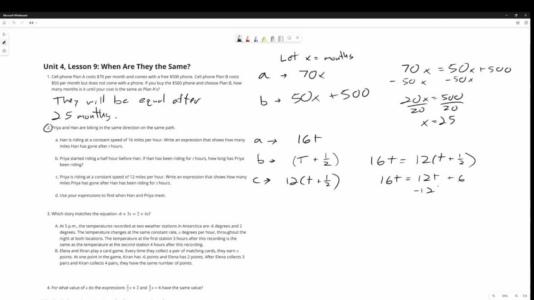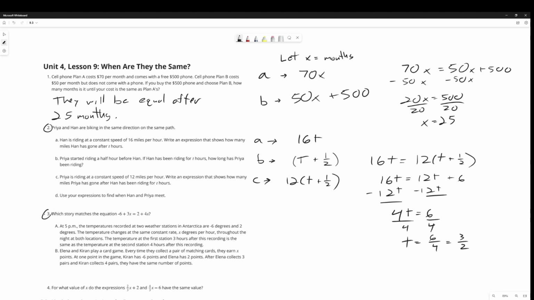Let's subtract 12T. I'm going to get 4T equals 6. Divide by 4. So T equals 6/4, which is the same as 3/2. Okay? So they meet after Han rides 1.5 hours and Priya rides for 2 hours. So the 3/2, that would be the 1.5 hours.